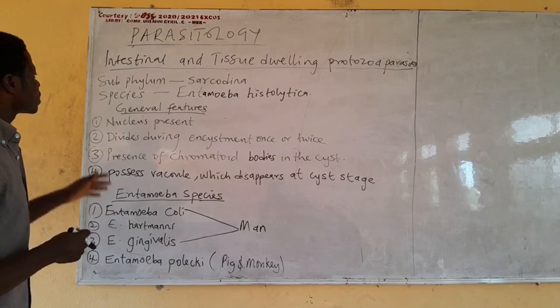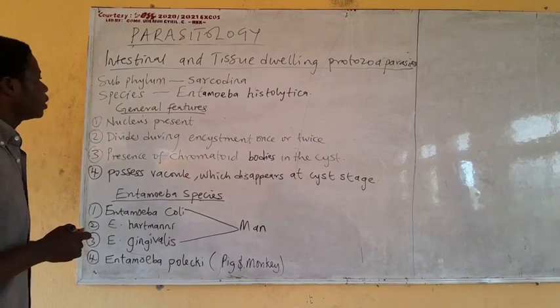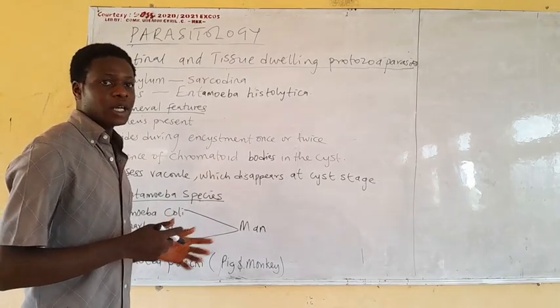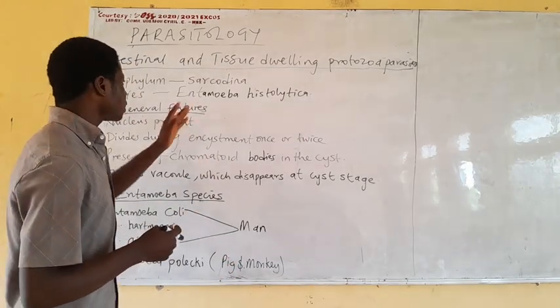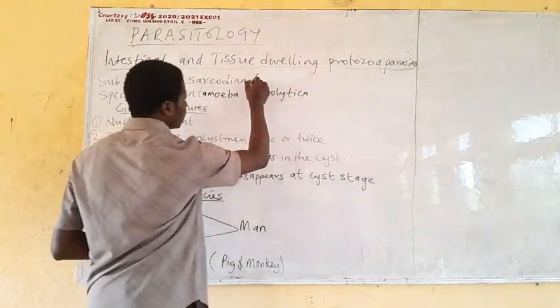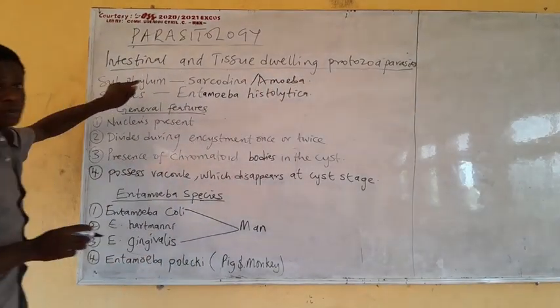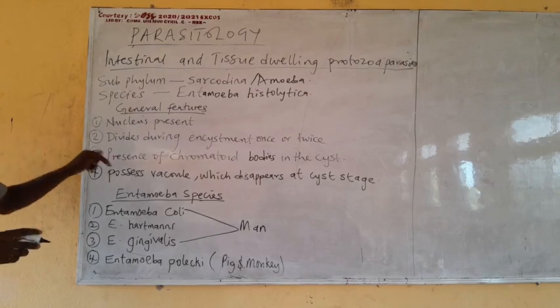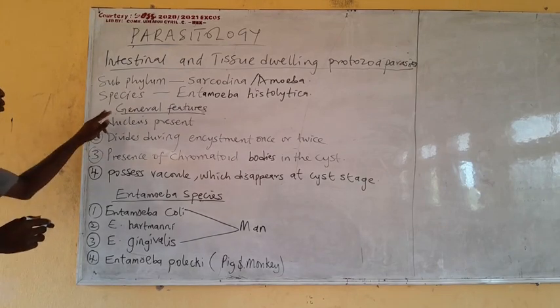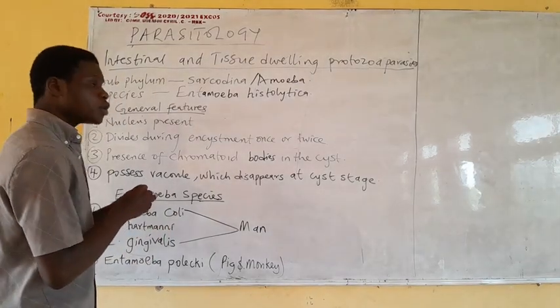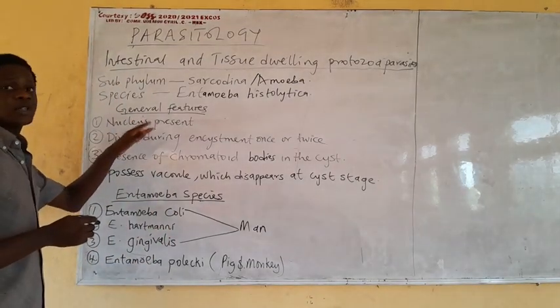Today we'll be treating the intestinal and tissue dwelling protozoa parasites, starting with Sarcodina. Sarcodina, or Amoeba, like you learned earlier, is the subphylum we're going to be treating. The species we're going to be treating under this subphylum is Entamoeba histolytica. So we're going to discuss the general features of Entamoeba histolytica.